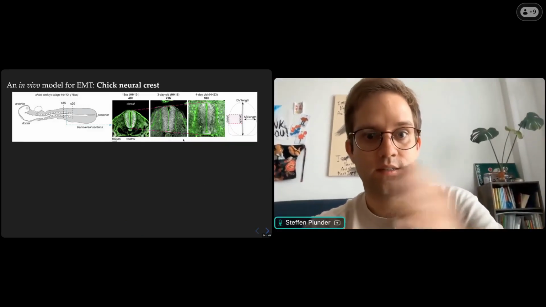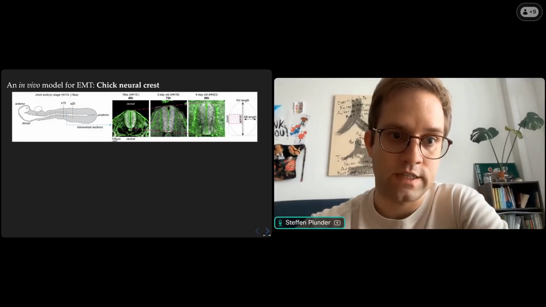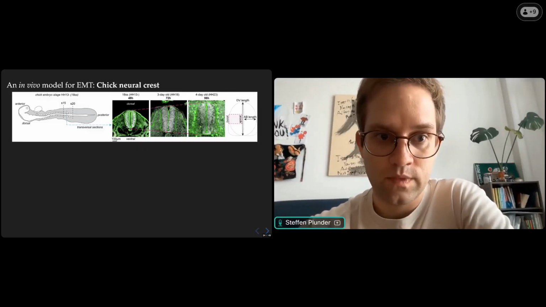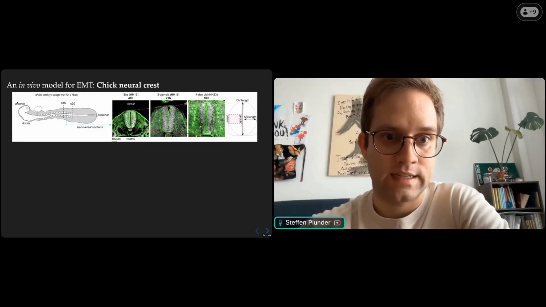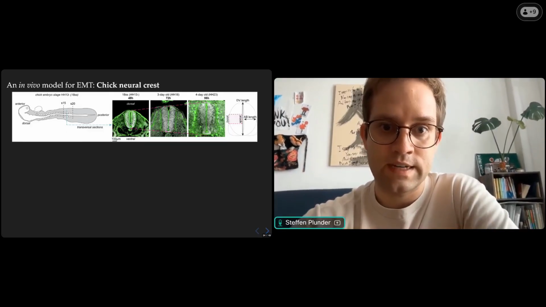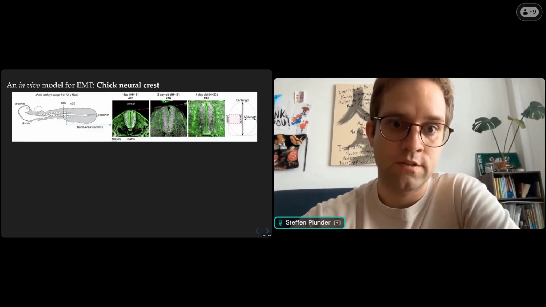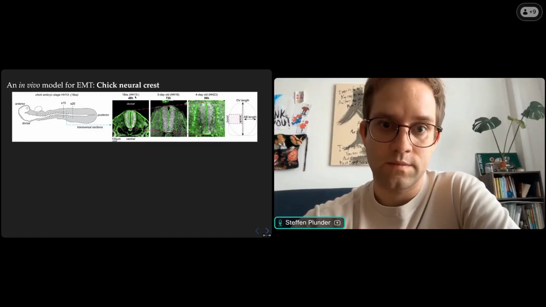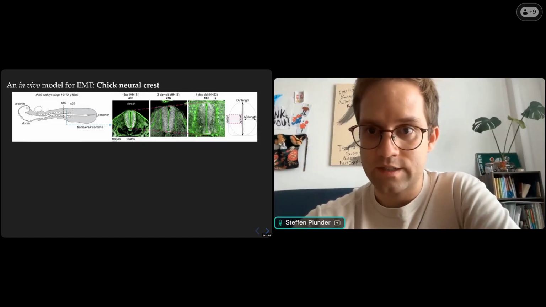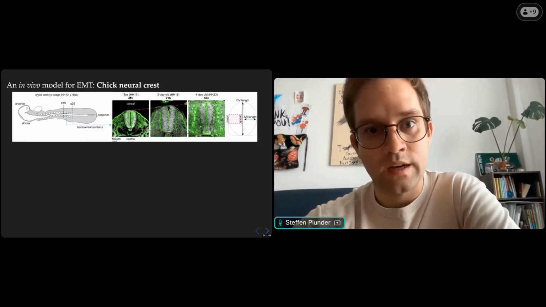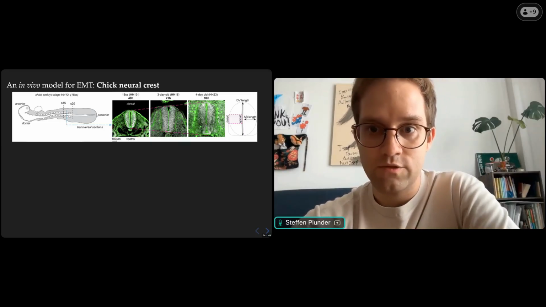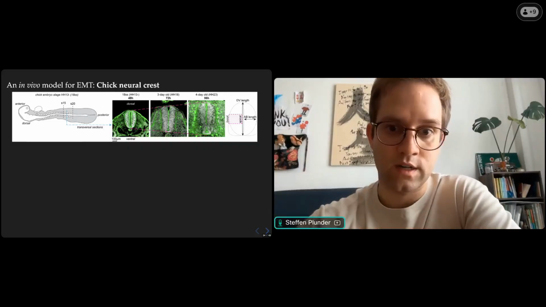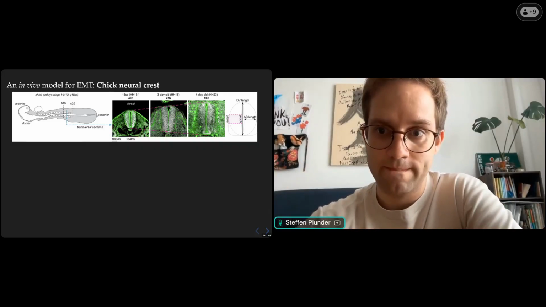And he has a model for EMT, which is the chick embryo. So here you see a chick embryo schematic from the head, anterior, to the tail, posterior. And when we are slicing somewhere, then we see this tube, which is the neural tube. And within the first 2 days, the neural tube is growing a lot because all the cells are proliferating.